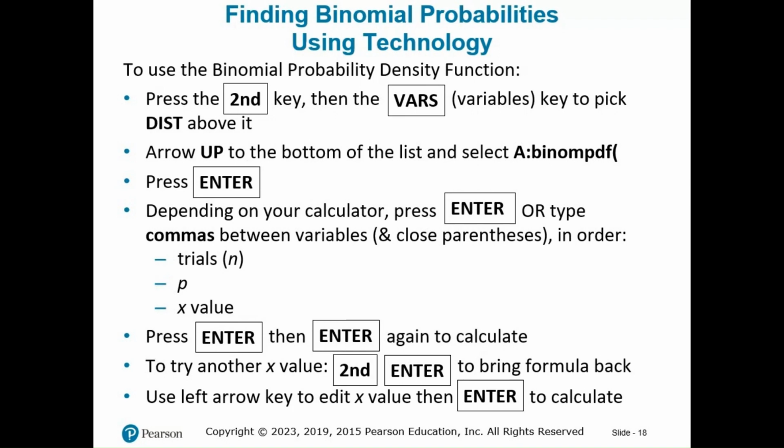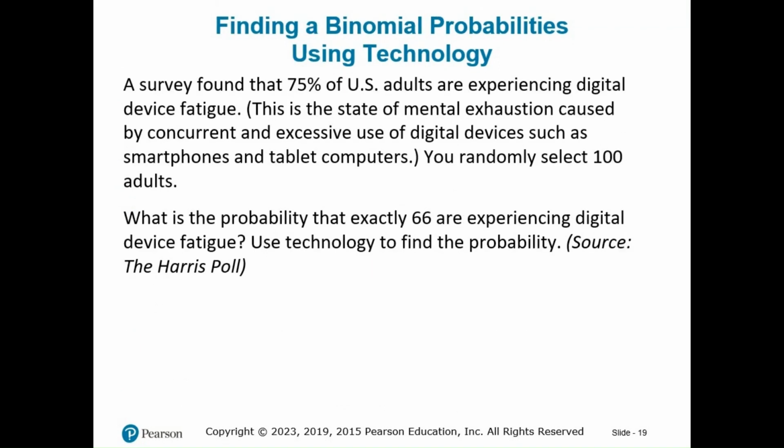Alright, let's take that formula for a spin with an example. A survey found that 75% of U.S. adults are experiencing digital device fatigue. This is the state of mental exhaustion caused by concurrent and excessive use of digital devices such as smartphones and tablet computers. You randomly select 100 adults. What is the probability that exactly 66 are experiencing digital device fatigue? Use technology to find the probability.